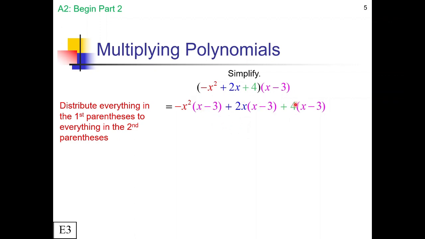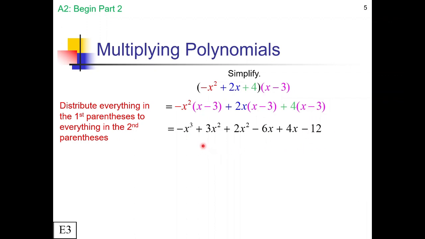Alright, so we're going to use distributive again. Now we have all these little mini distributive situations. So negative x squared times x is negative x cubed. Then we have negative x squared times negative 3 is positive 3x squared. 2x times x will be a positive 2x squared. 2x times negative 3 is negative 6x. 4 times x, that'll be 4x. And 4 times negative 3 gives us negative 12.